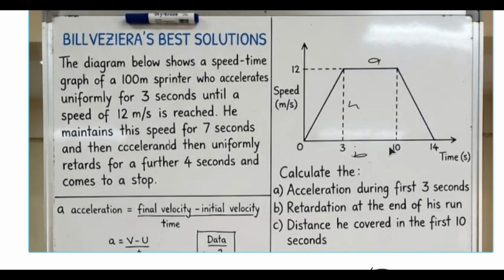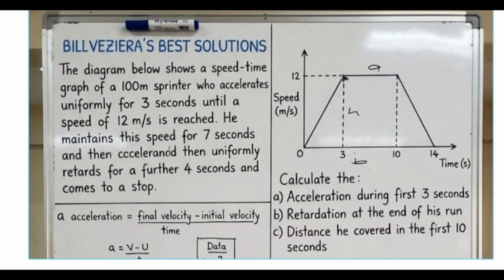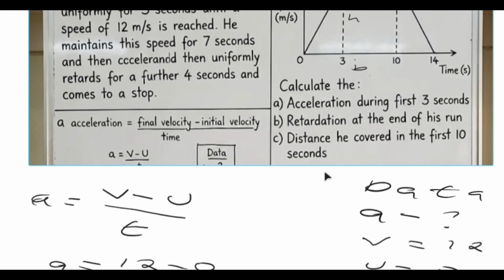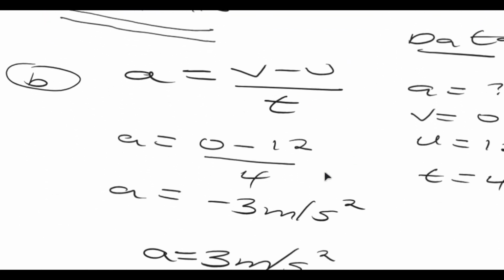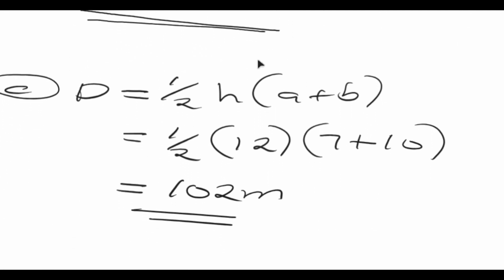We can still use the formula for trapezium, where a is the distance from 3 to 10, and b is from 0 to 10, and height is from here up to the 12. Then plugging this in our formula, height 12, a 7, b 10, then we get 102 meters.